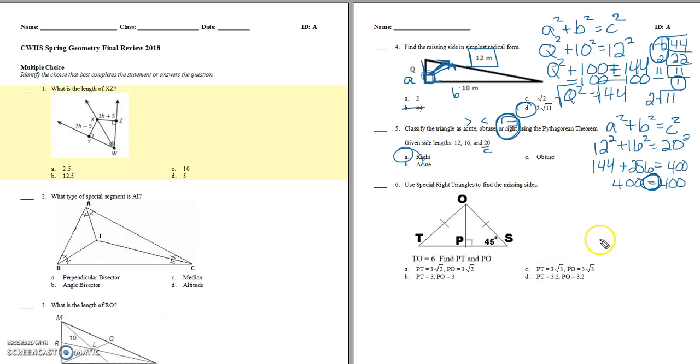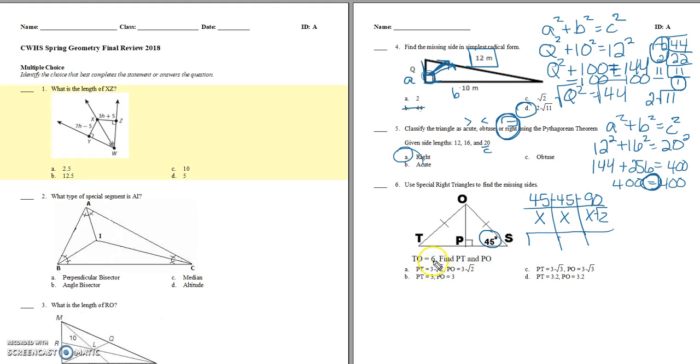Use special right triangles to find missing sides. Okay, well, I see a 45-degree angle here. So that means I'm going to be using my 45, 45, 90, and that will be on your formula chart. And I know the 45 sides have a ratio of x to x, and the hypotenuse, 90, has x square root of 2. And we made a table.